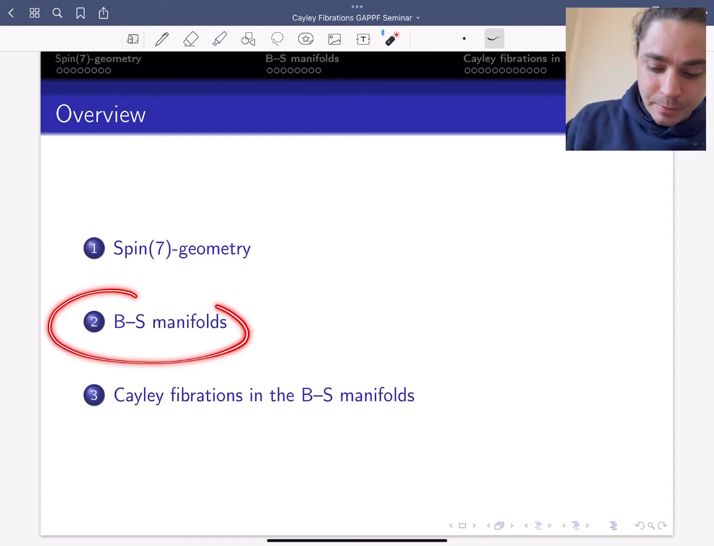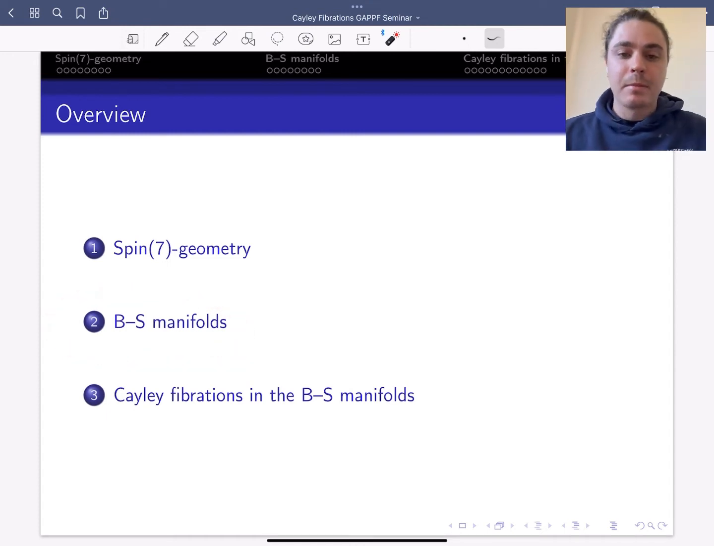The second video will be about the Bryan-Salomon manifold. So I will recall the structure induced by the spin 7 structure constructed by Bryan and Salomon on the negative spinor bundle of S4. I will explain all this terminology in that video.